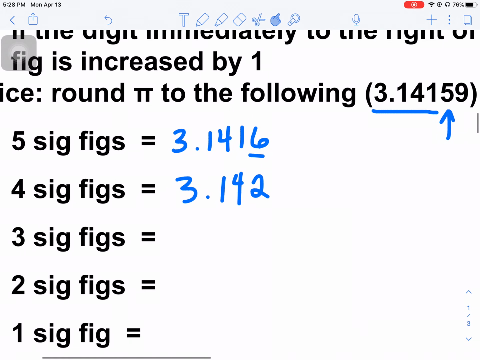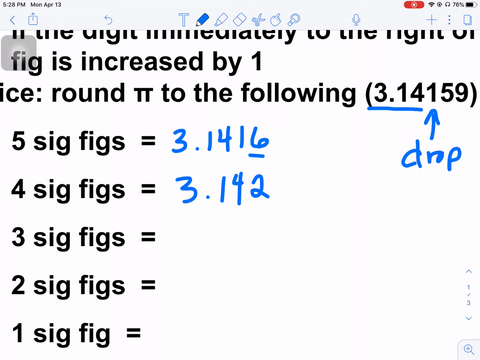All right, next example, 3 sig figs. Let's erase over here. Starting from left to right, I count out 3 digits. Then I look at the digit immediately to the right of the final digit that I can keep. I can keep the 3, I can keep the 0.14, and the final 4 is followed by a 1. So in this case, I'm just going to drop it, and I'm going to call it 3.14.